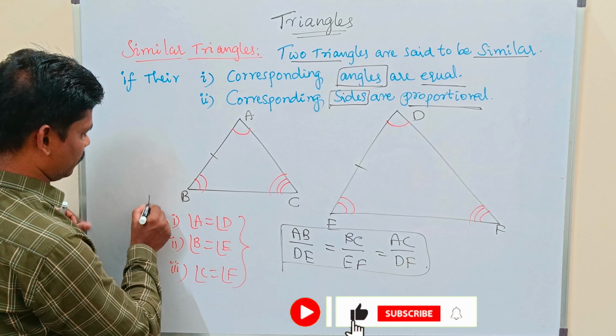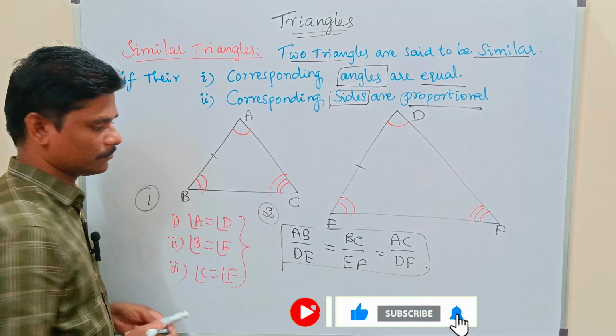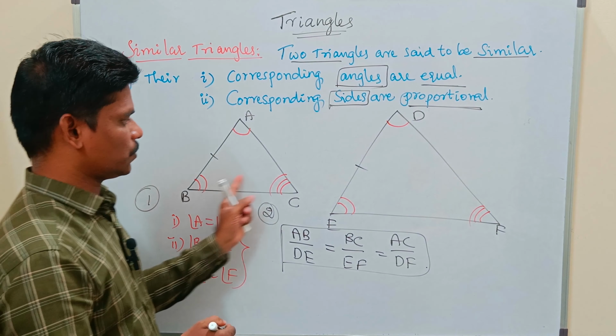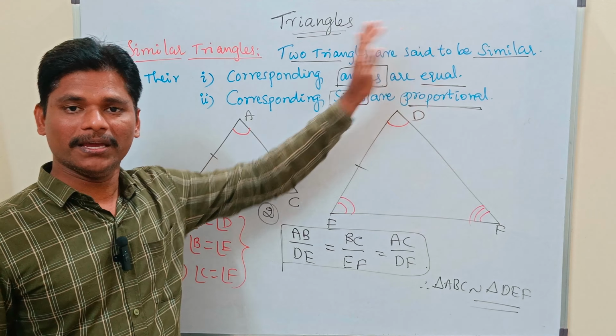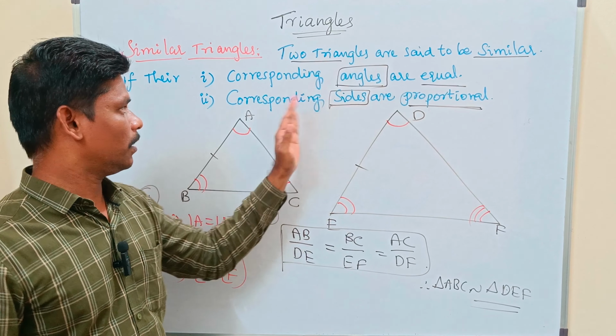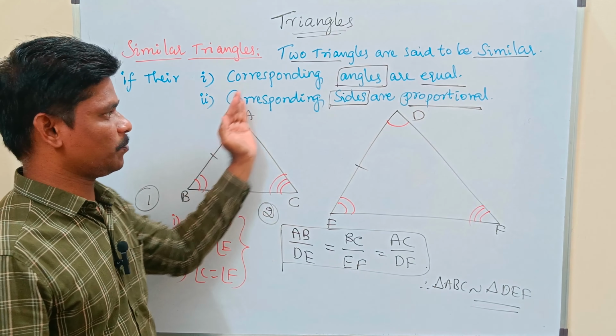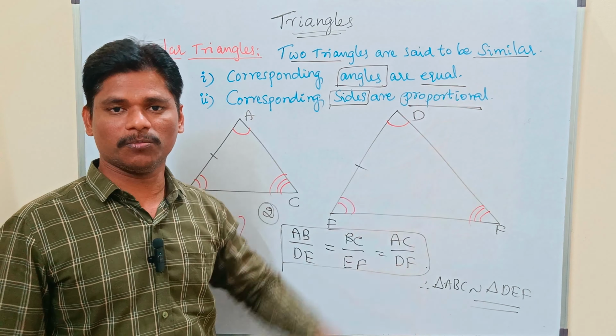This is the first point. This is the second point. Then these two triangles are similar. Therefore, triangle ABC is similar to triangle DEF. So two triangles are said to be similar when corresponding angles are equal and corresponding sides are proportional. Those two triangles are similar triangles.